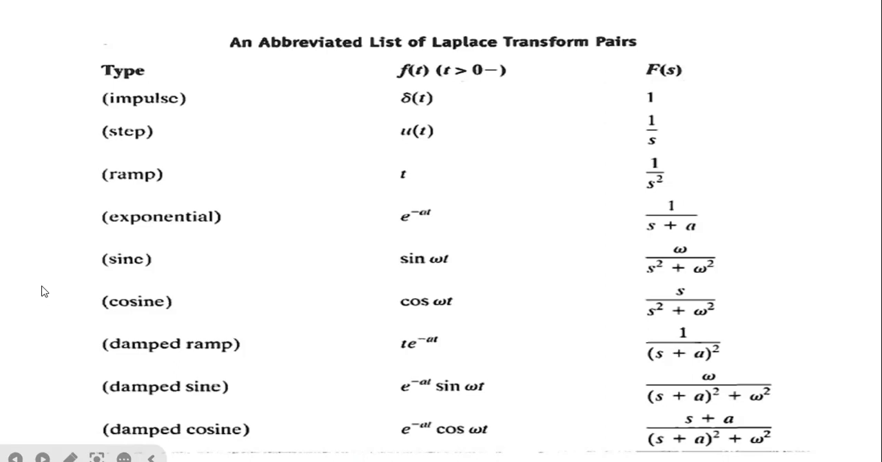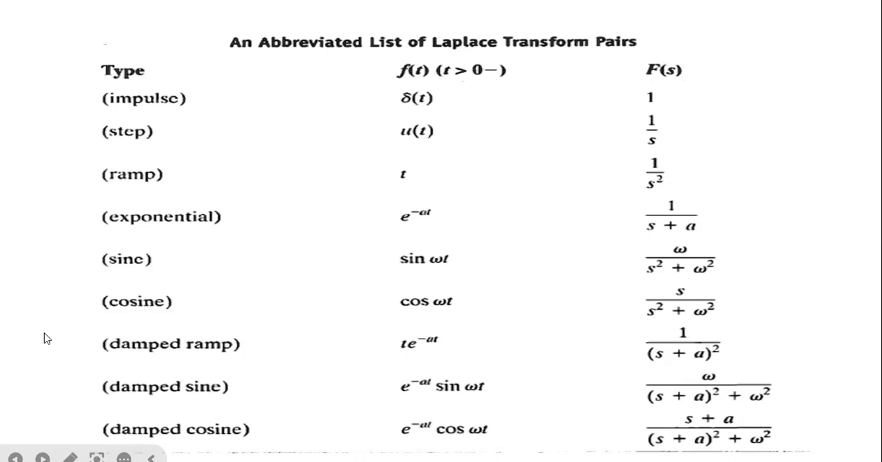When you have the exponential function, e to the power of minus a t, it will give you 1 over s plus a. What if it is exponential e to the t? Then now you should know what this should look like. Then the sine function, it will be omega over s squared plus omega squared. When you have the cosine function, you're going to have that. We have the damped ramp function. When you have the damped sine function, you're going to have this. When you have the damped cosine function, you are going to have this.